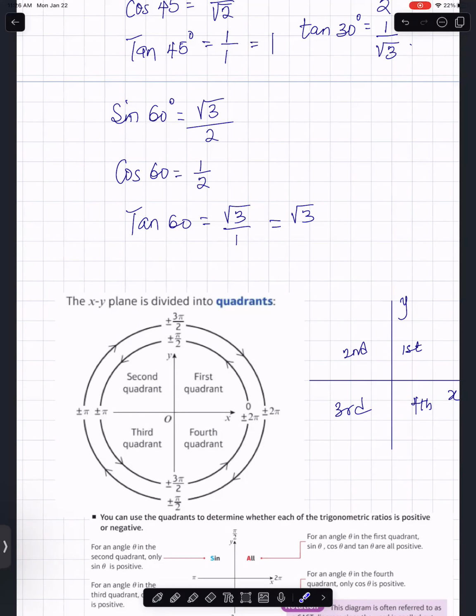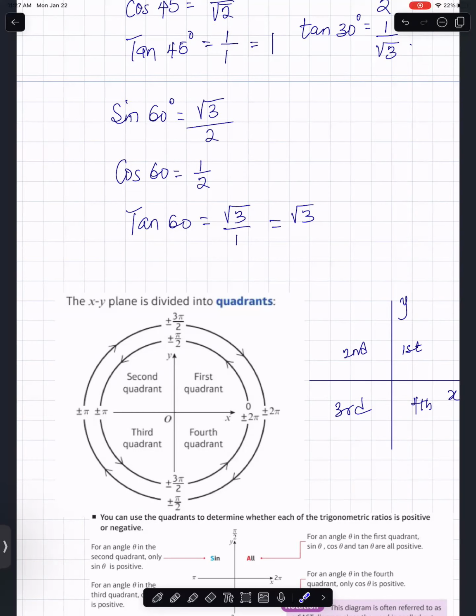Then moving to the third quadrant, we have 181 to 270. On this angle, I have my tan theta to be positive. So on the third quadrant, sine and cosine are negative. Only the tan of angles is positive on the third quadrant. So please take note of that, and that angle ranges from 181 to 270 degrees.